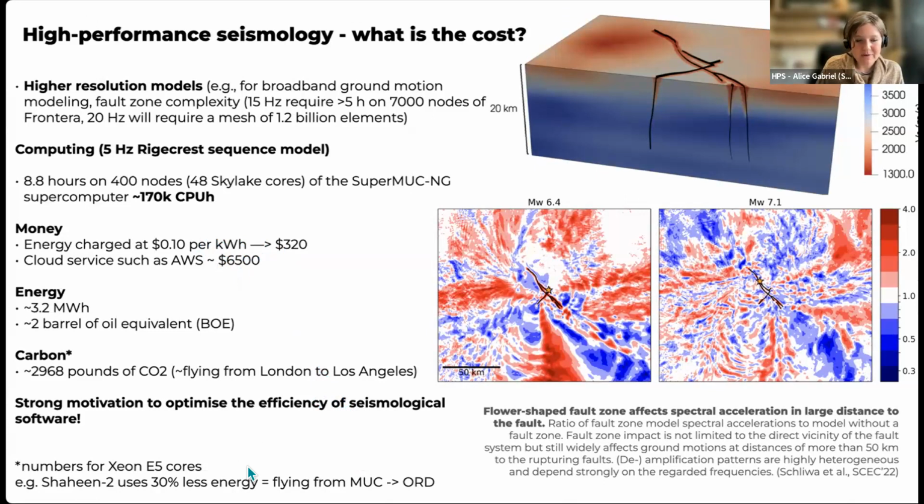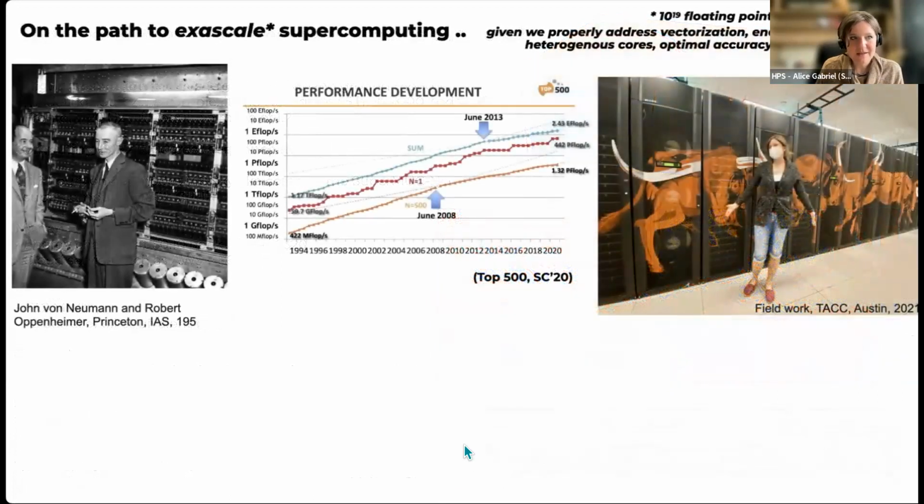These numbers are for a specific architecture. There are some supercomputers which are aiming to use less energy. So for example, Shaheen 2 in Saudi Arabia at KAUST. If I would use this one, I could fly a little bit less far from Chicago to Munich. Okay, we are on the path to exascale computing, exascale supercomputing.